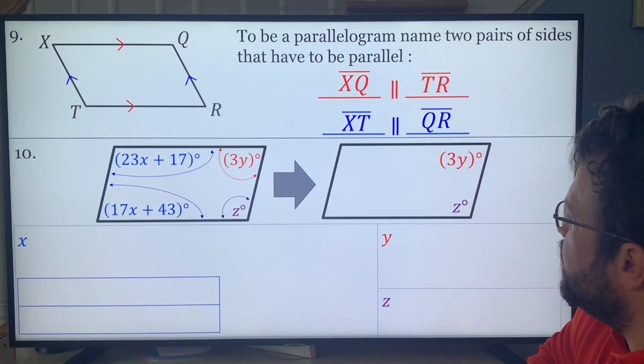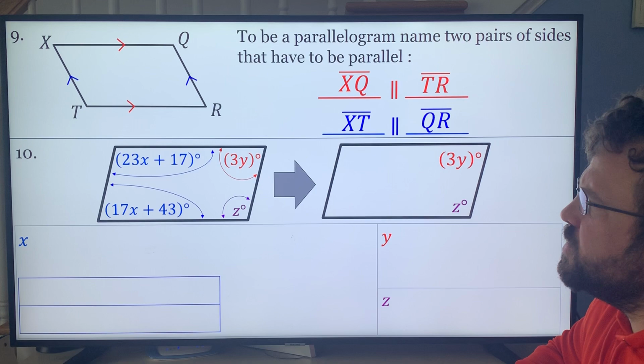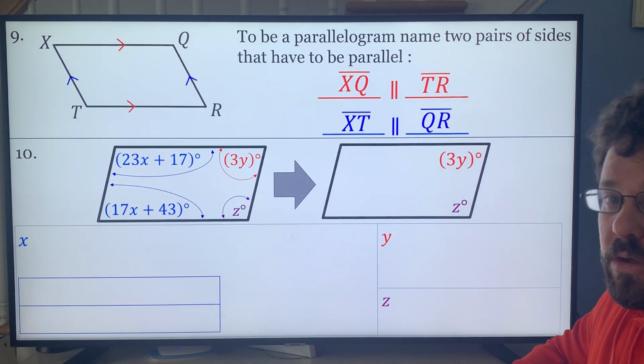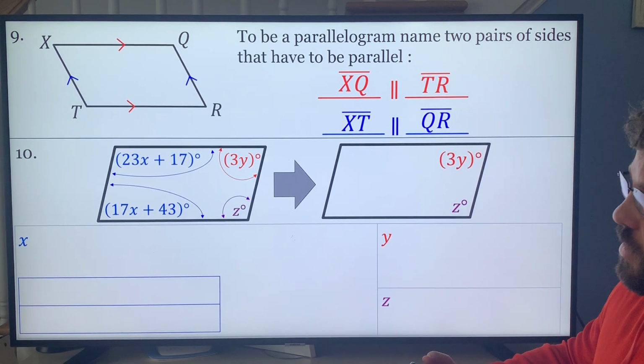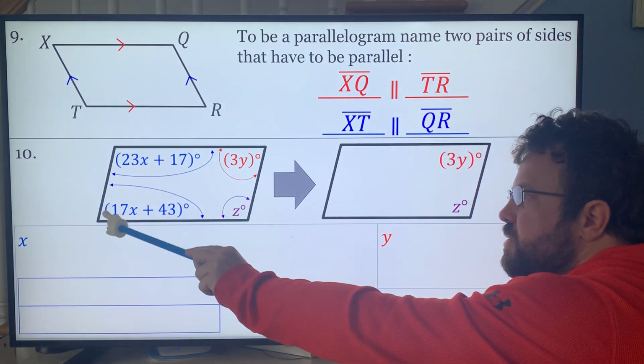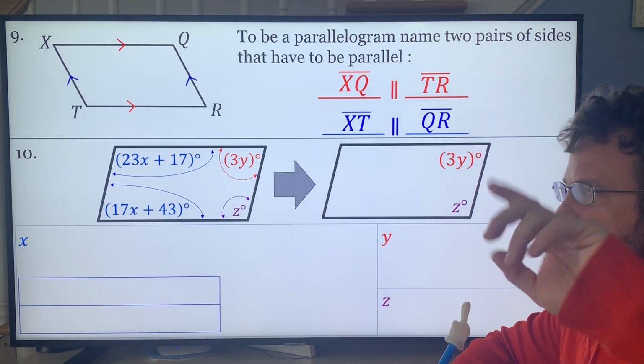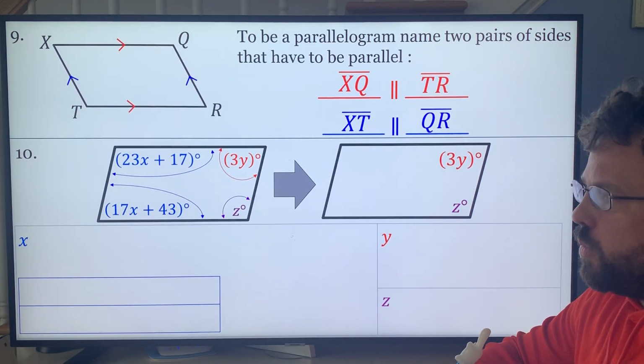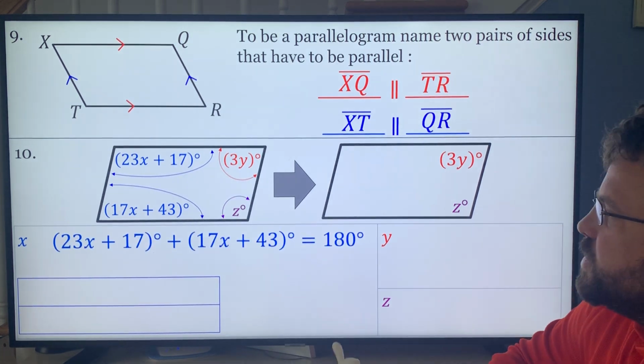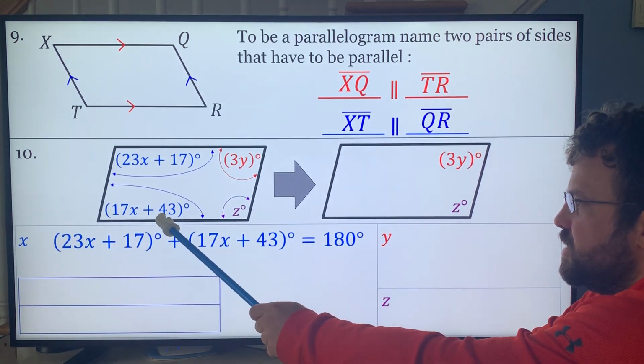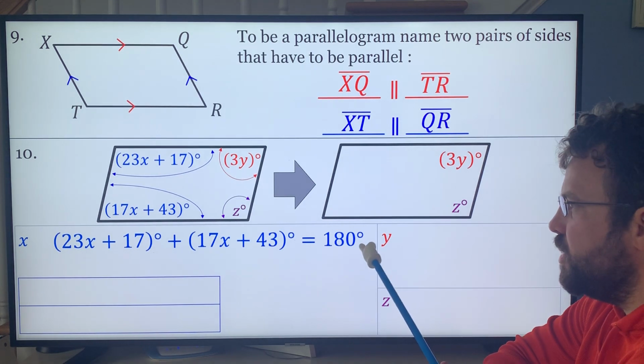Problem 10 looks like a fun one. First thing we're going to do is find X. Now let's go over it. What do you know about these two angles? They are supplementary, so they add up to 180. So 23x plus 17 plus 17x plus 43 equals 180.